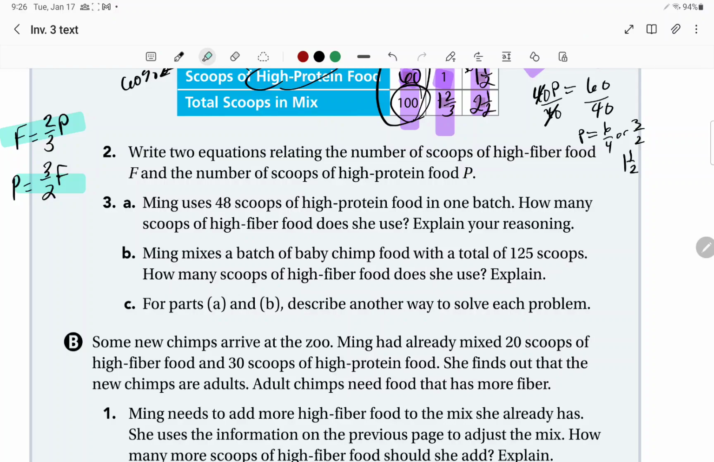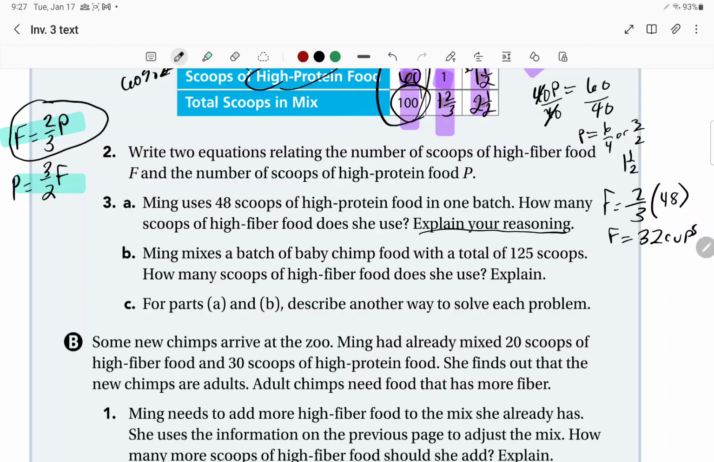Okay, on part A, it says Ming uses 48 scoops of high protein. How many scoops of high fiber? So let's use these equations. So we want to know how many scoops of high fiber. So that would be 2/3 times the scoops of high protein. So that would be 48. And so the number of scoops would be 32 scoops or cups of the high fiber for part A. And explaining our reasoning, we just used the equation, right? And since we wanted to know how much of the high fiber, and we already know the protein, then we would use the first one.